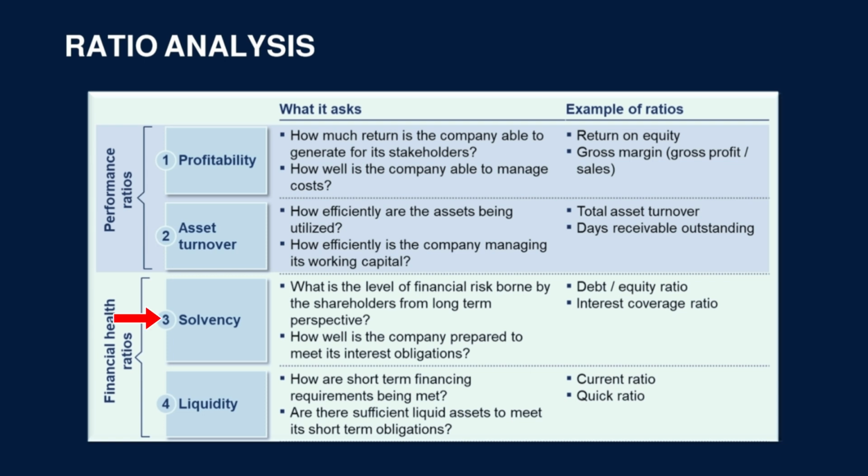The third category of ratios is leverage ratios. These are also known as solvency ratios. These ratios measure the company's financial risk and capital structure. Examples include debt to equity ratio and interest coverage ratio. A company with high debt may face higher financial risk, especially during economic downturns.